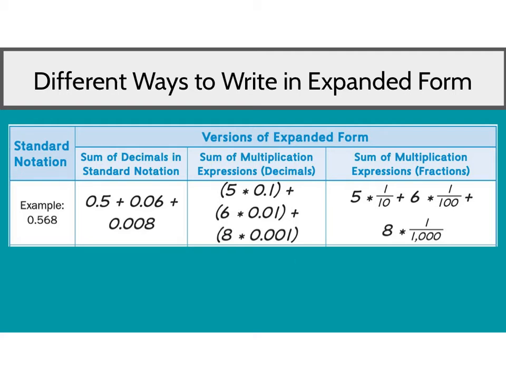Our third option is the sum of multiplication expressions with fractions. So this time we're going to change our decimal to a fraction. Back here we had 5/10, so we're going to take 5 times 1/10, which would give us 5/10.